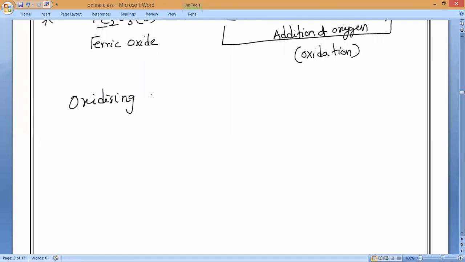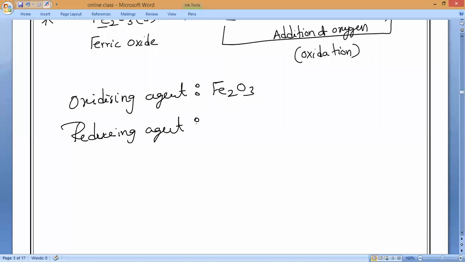Oxidizing agent. Ferric oxide, Fe2O3. Who is the reducing agent? Aluminium. Aluminium, that is very good. That is what you have to remember.